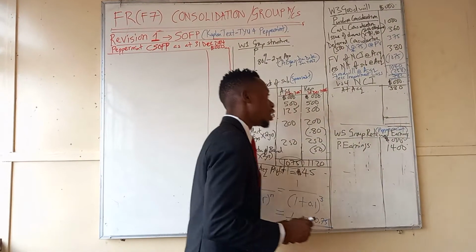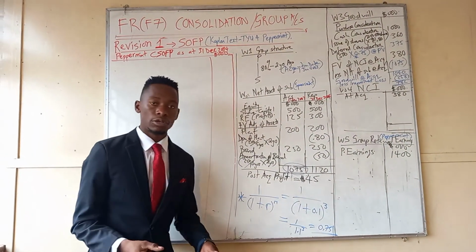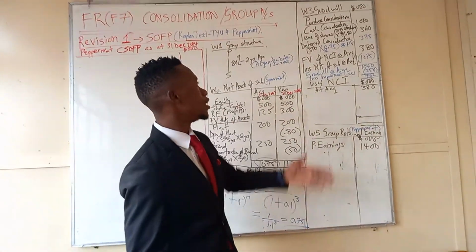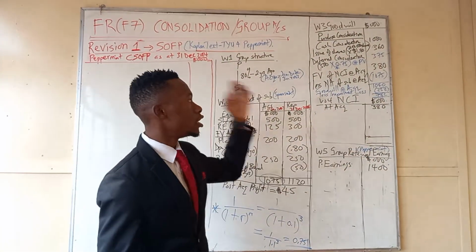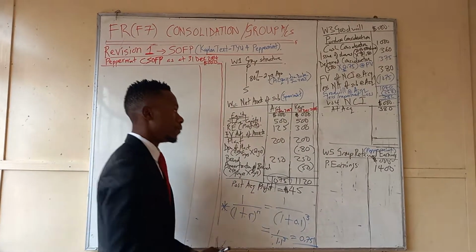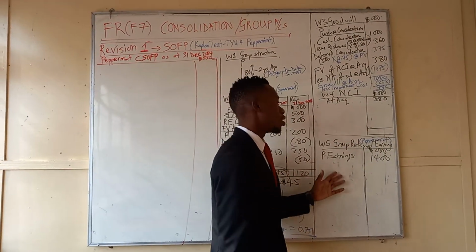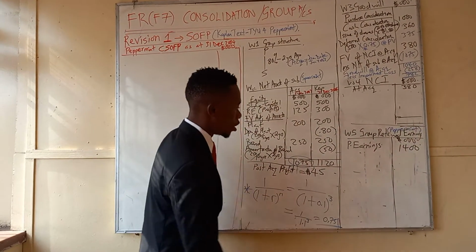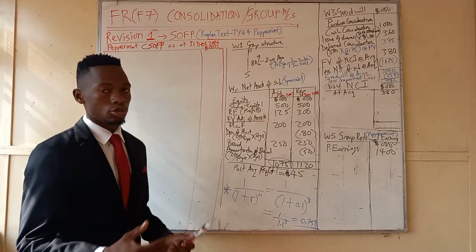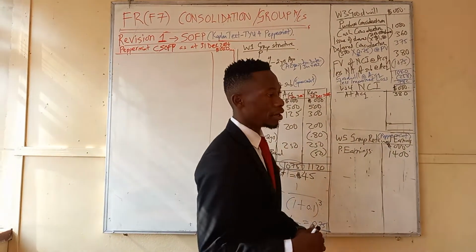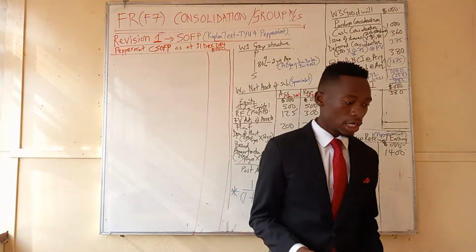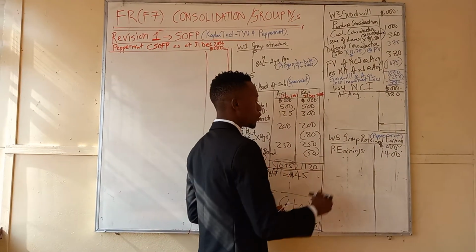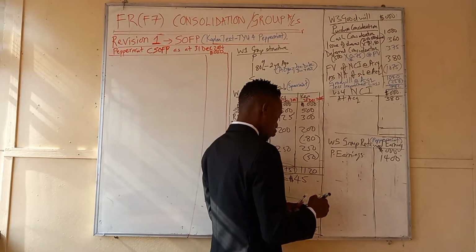Now on working 4 and working 5, I'll just kill 2 birds with 1 stone. NCI at acquisition is given as 380, the same amount that we recorded in working 3. So working 4 is NCI, working 5 is group retained earnings. The parent has retained earnings of 1.4. When you want to know about the parent, we are concerned about the profits made by the parent, because the parent is the one who invested. So this is the profit of the parent, 1.4. What do we have to add?